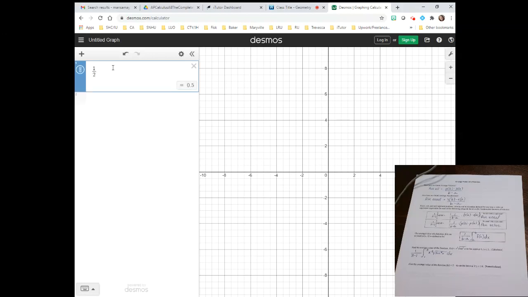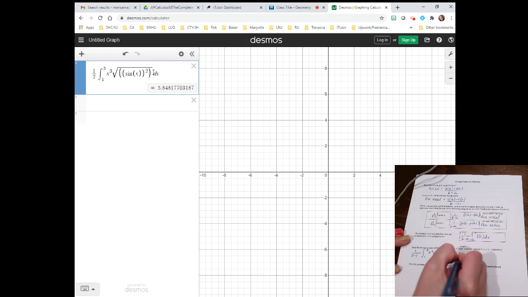And then I'm going to move to the right. And now let me do the integral, okay, from 1 to 3. And then let me put in the function x cubed sine squared of x, watch the parentheses here. Oh, and I forgot my dx. There we go. And so we get 5.848.